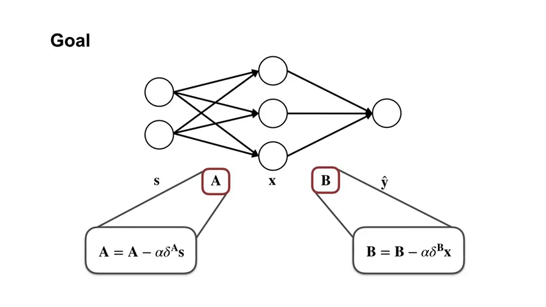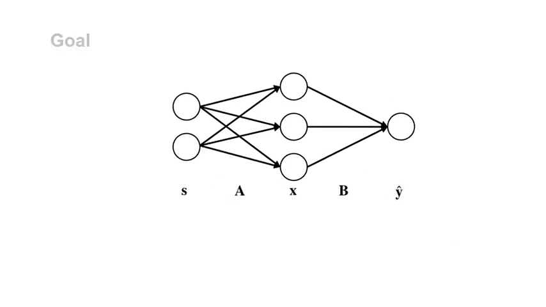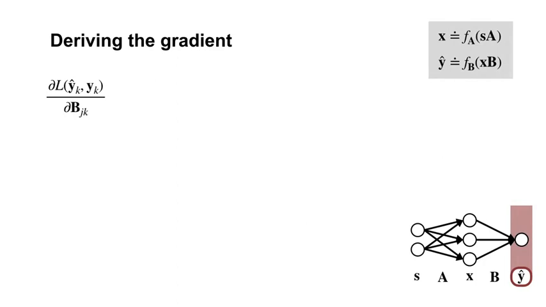So now, how do we get delta A and delta B? For fun, and of course educational purposes, let's do the full derivation now. Let's start at the output of the network and work backwards. There's a good reason for this, as you will see. We start by taking the partial derivative of the loss function with respect to the first set of weights, B. We use the chain rule, giving the derivative of L with respect to Y hat times the derivative of Y hat with respect to B.